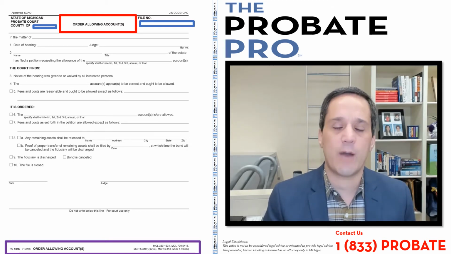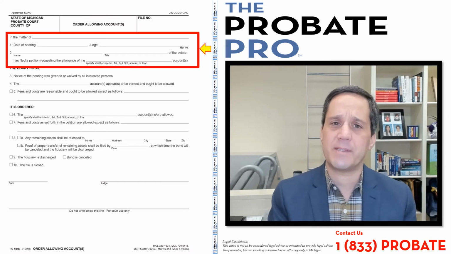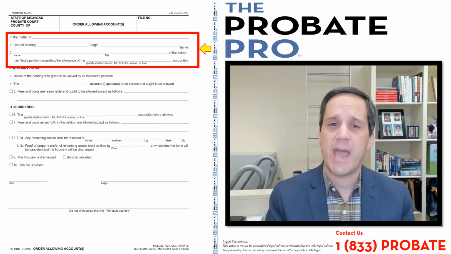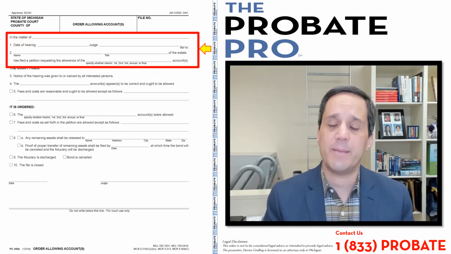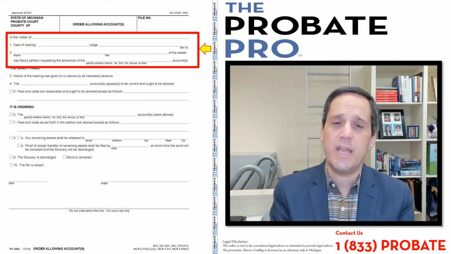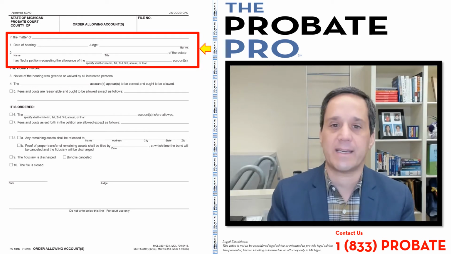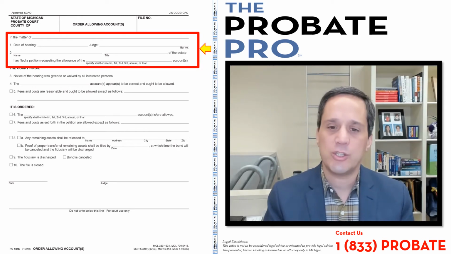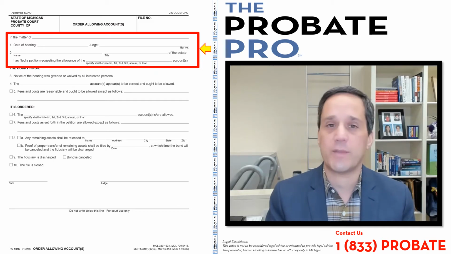Top left corner is the county in which the probate matter is proceeding. Top right corner is the case number. Now, if you notice at the top, it says order allowing account(s), with parentheses around the letter S. What that means is that there are times that you may be using one order for multiple accounts. For example, if you're asking the court to approve the first and final account, or first and second account, then it would be multiple accounts. So you don't need a separate order for each petition or account that's being sought for relief.